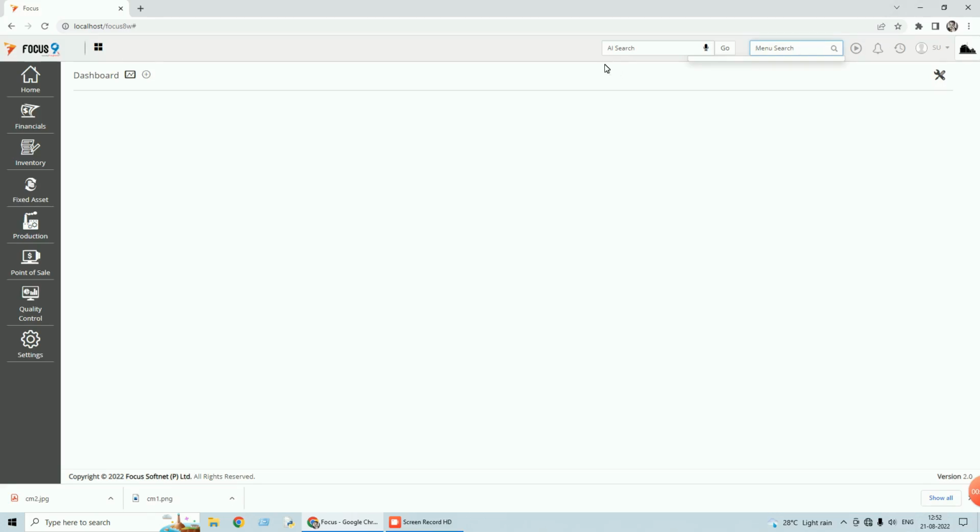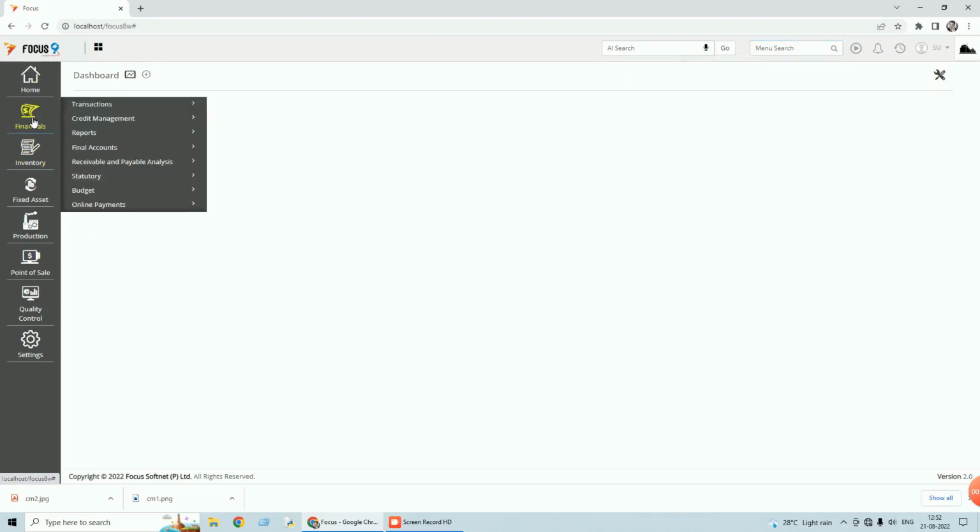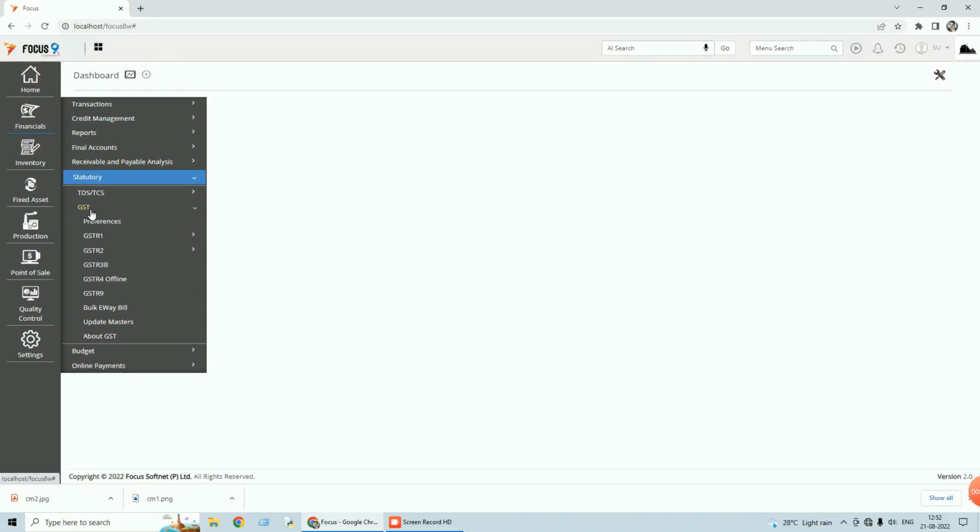To see the GST reports, you need to go to Financials. On the left hand side you have a Statutory option, click on that. Then you have a GST option here, click on this. Here you will see all the GST reports. As I said in my conversation, GSTR1 means sales.